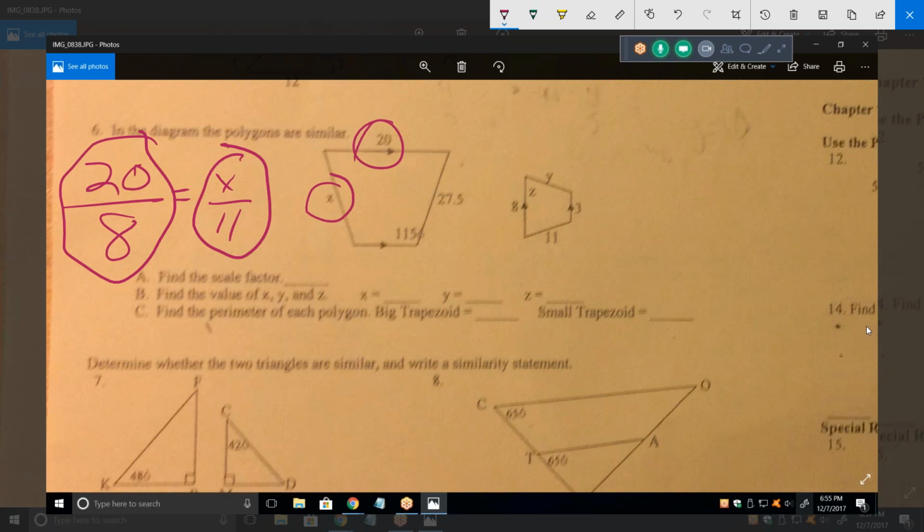Okay. Now, solve that. Not by cross multiplying. Just solve it for x. In other words, all you need to do is multiply both sides by 11. So you have 220 over 8 equals x. Now reduce 220.